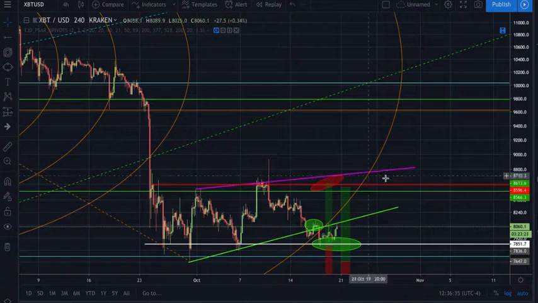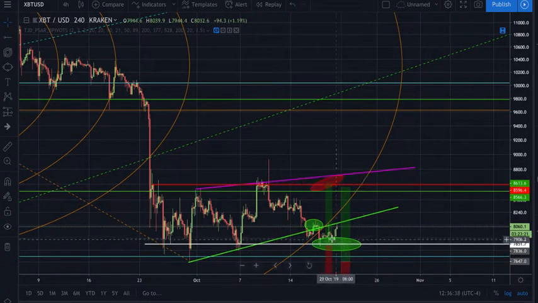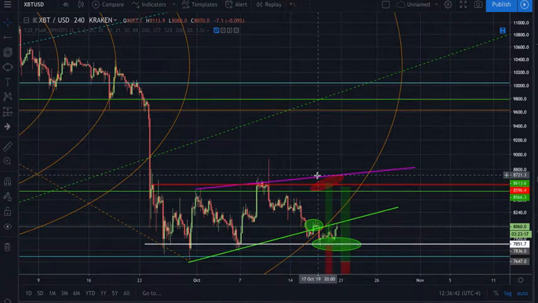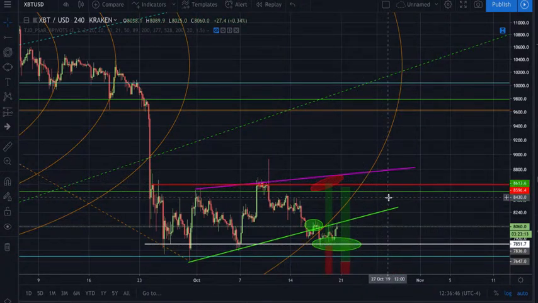So here we have this range. Essentially what you're going to look to do is trade in the bottom of this range. We want to accumulate down here in the green, and then we want to distribute or sell up here in the red, and that's essentially the bottom and top of the range.